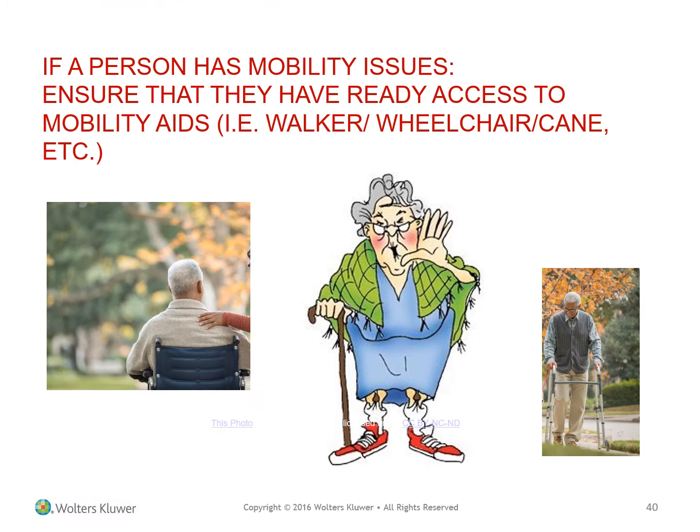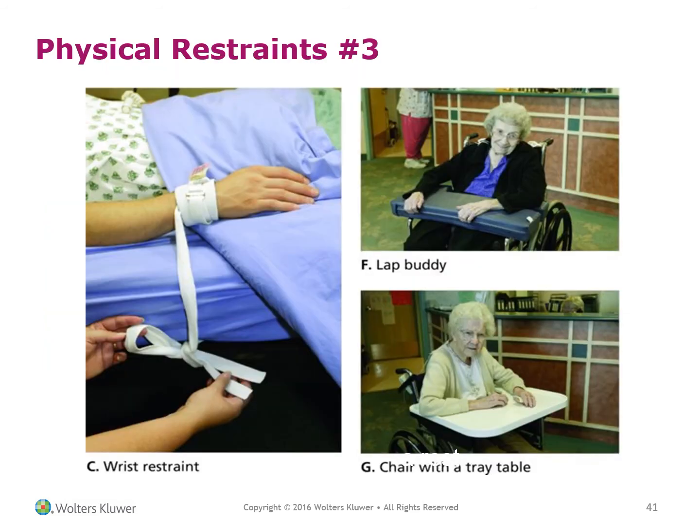If a person has mobility issues, ensure that they have ready access to their mobility aids, their walker, their wheelchair, to prevent falls. Additional pictures of physical restraints: the lap buddy, and the chair with the tray table, which would be considered a restraint if that person could not remove it. Make sure that they have a care plan and that it's been ordered. For the wrist restraint here on the side of the bed, again, ensure that there is an order and that the tie is done correctly for easy release.